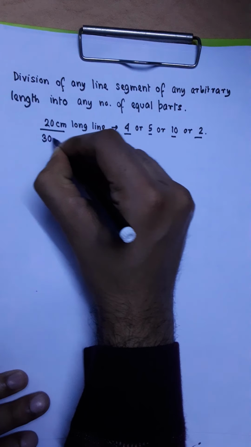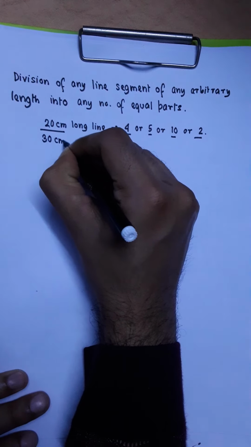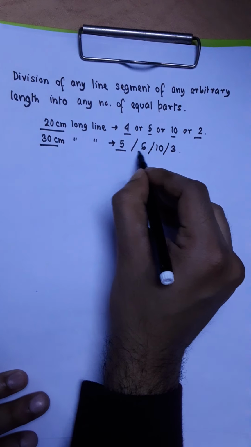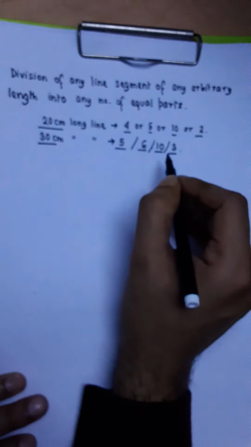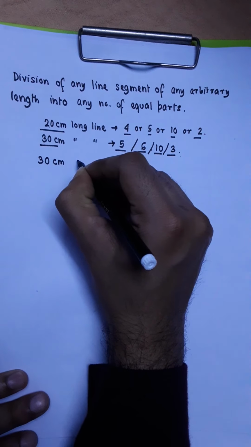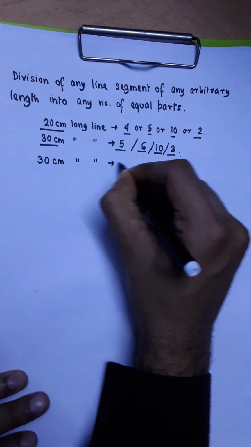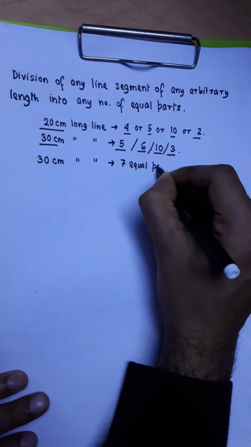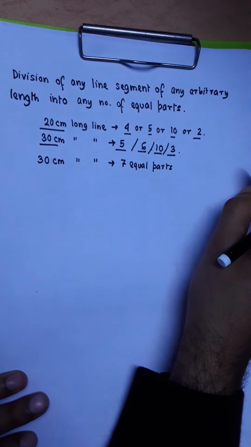Similarly, a 30 centimeter long line can be easily divided into 5 equal parts or 6 equal parts. It can also be easily divided into 10 equal parts, or it can easily be divided into 3 equal parts, because this length is an exact multiple of all these numbers. But suppose you face a situation where you have to divide a 30 centimeter long line into 7 equal parts. Then what to do? You cannot do the division by eye estimation.